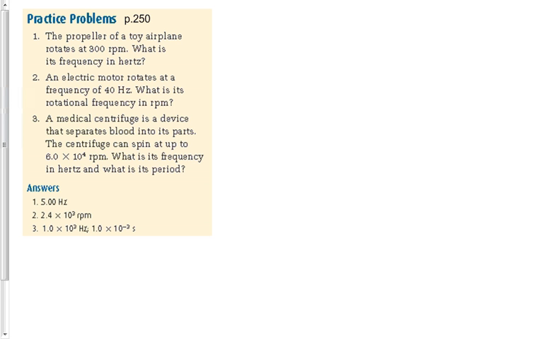And that causes the heavy parts of the blood to go to the outside. The lighter parts go towards the outside, but not as far. So in effect, what you do is separate components of the blood. That makes sense?